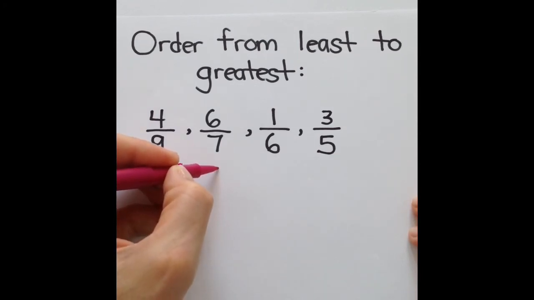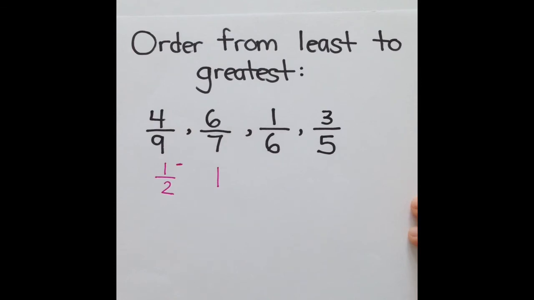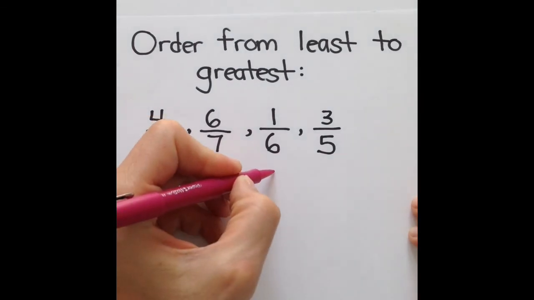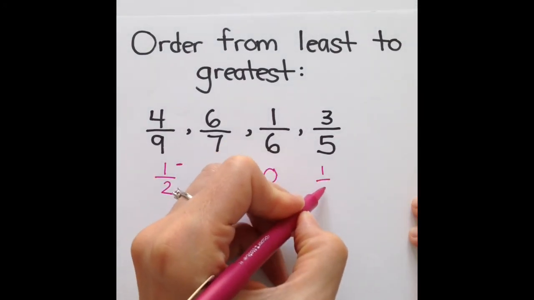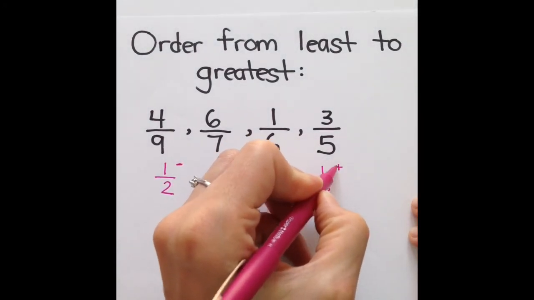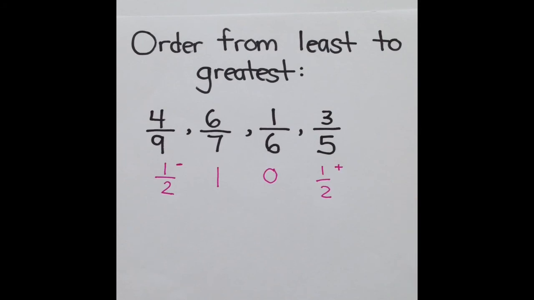6/7 is very close to 1 whole. 1/6 is close to 0. And 3/5 is close to 1/2, but it's slightly more than 1/2. Now that I have the benchmarks written by the fractions, that will help me to decide how I can order them from least to greatest.